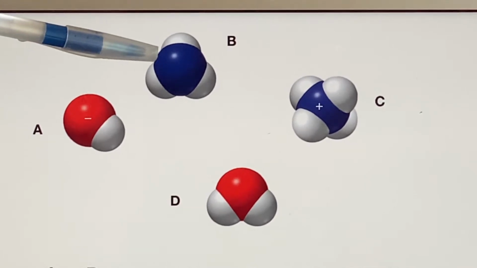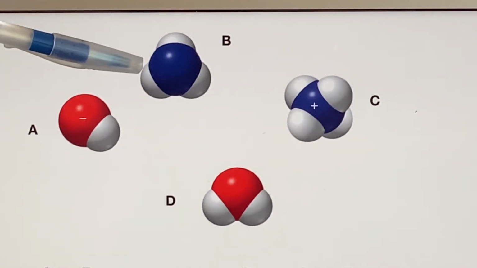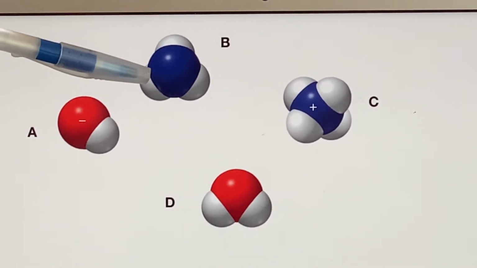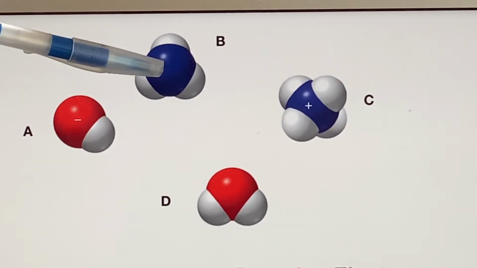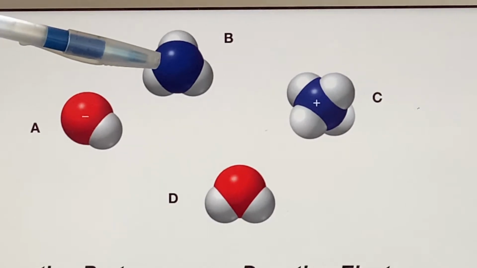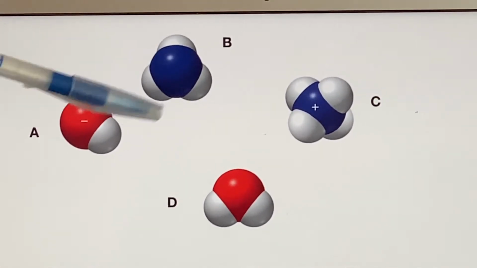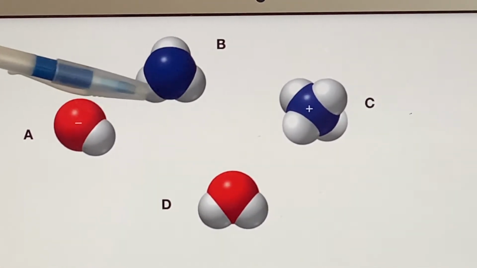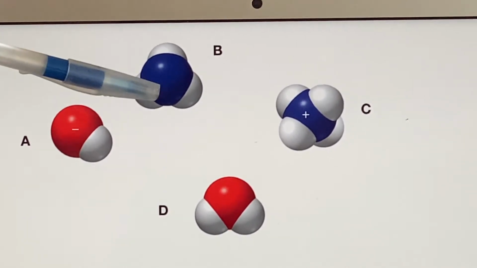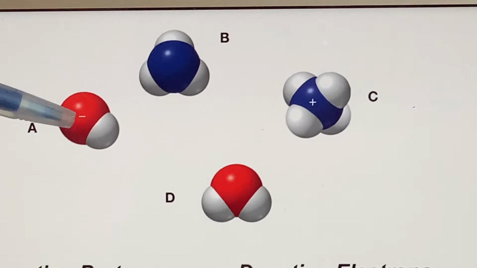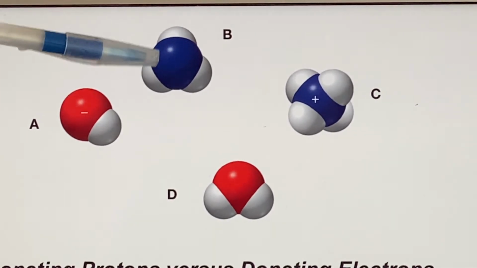This is NH3, ammonia. If you stop to think about what its Lewis structure is, it has a lone pair, so it can clearly accept a proton. It's got H's all around it, so it could donate a proton. It's not likely to, but it could, much easier than this could because it's a neutral.